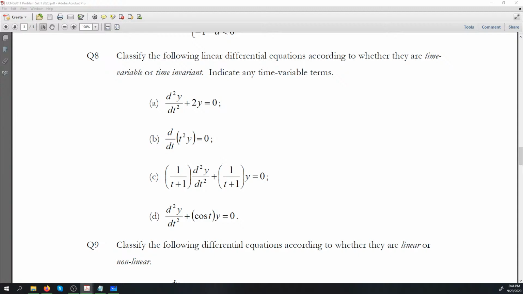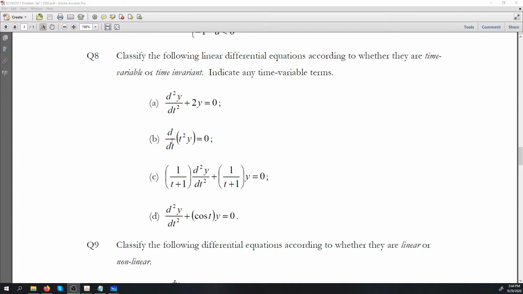Let me just verify this. No, this one is going to be time invariant, sorry. So part A is time invariant because there's no explicit t being multiplied by any one of these components here. Part A, sorry, is time invariant because none of these components is being explicitly multiplied by some t factor.